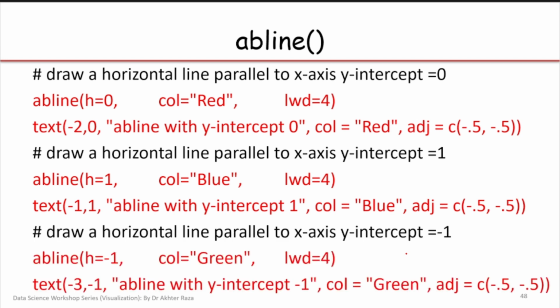Now if we want to draw another line with the y-intercept of -1, color is green, line width is again 4. This is the width thickness of the line. And for this line, the text will be written at -3, -1: AB line with the y-intercept -1, color is green. The output of these 3 commands will be shown on the next slide.